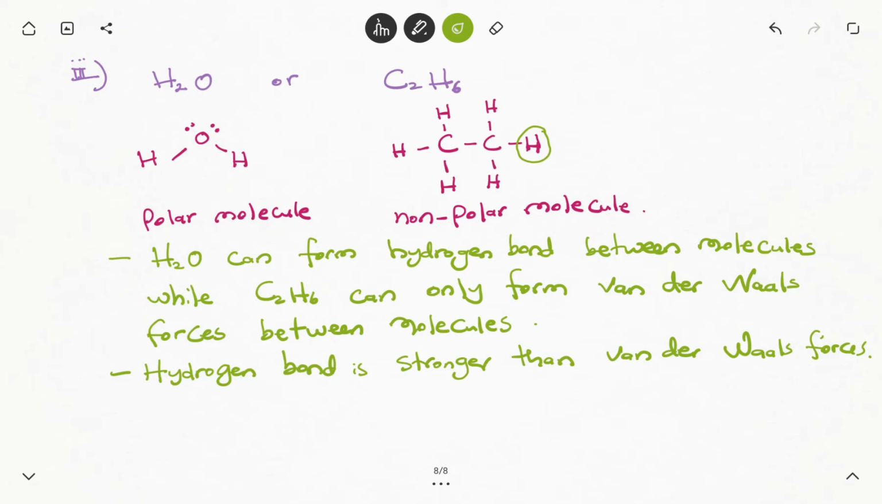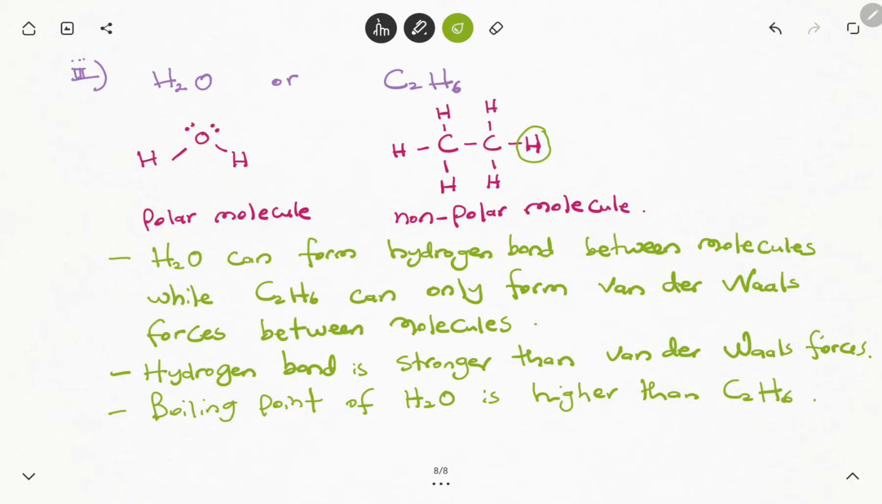So since H2O can form hydrogen bond between molecules and C2H6 only forms van der Waals forces between molecules, and hydrogen bond is stronger than van der Waals forces, therefore the boiling point of H2O is higher than C2H6, because of the presence of hydrogen bond between H2O molecules.